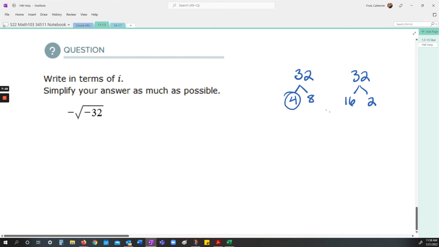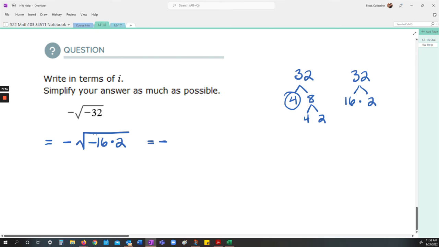It's okay to use the 4. You would just have to then simplify again because 8 itself has a factor of 4 in it. So you kind of have to play around until you get a little bit more comfortable with this. So I'm going to think of 32 as being 16 times 2, or in this case, negative 32. So we have this negative that's outside, and then square root, negative 16 times 2. And then negative on the outside.